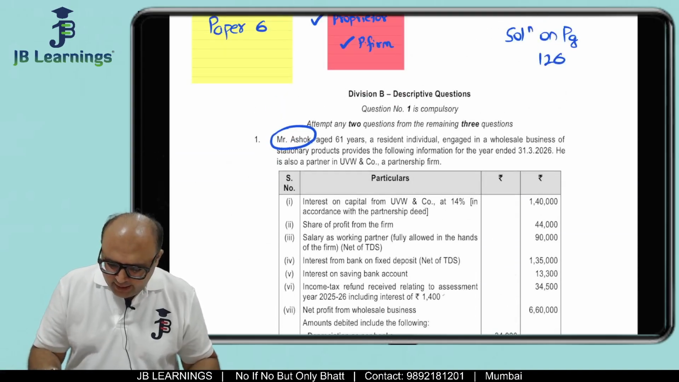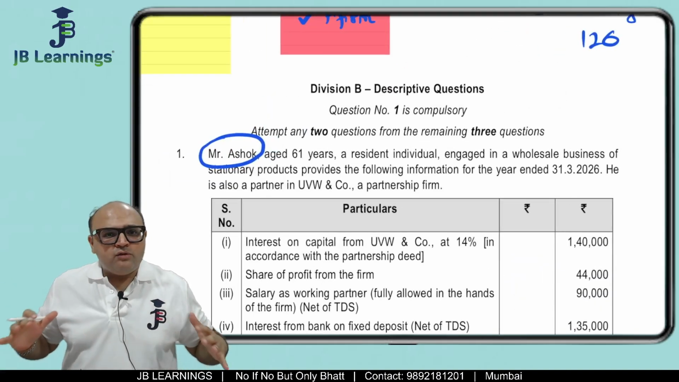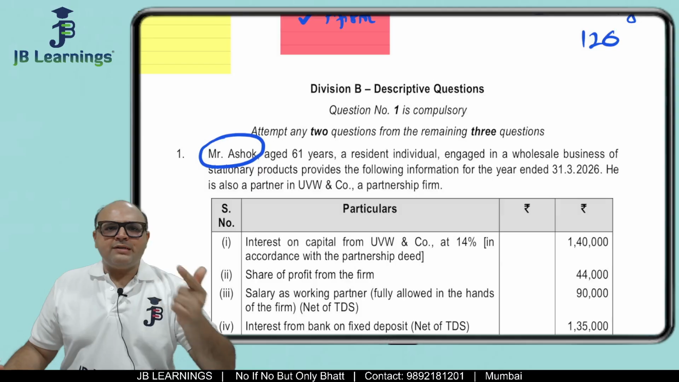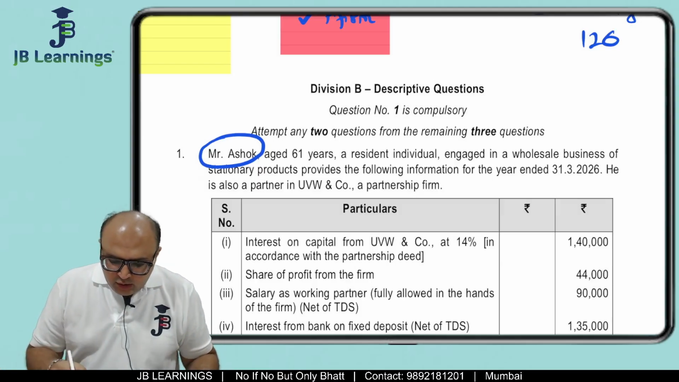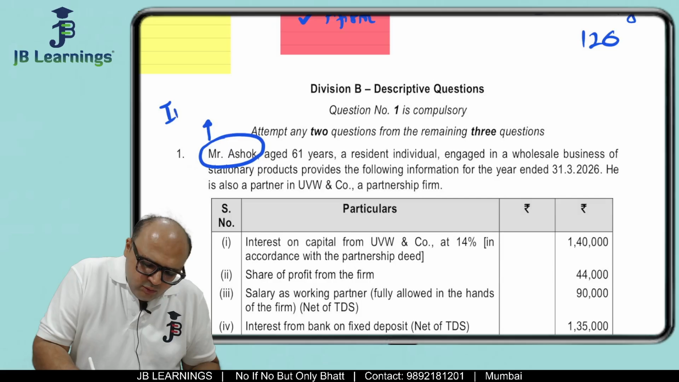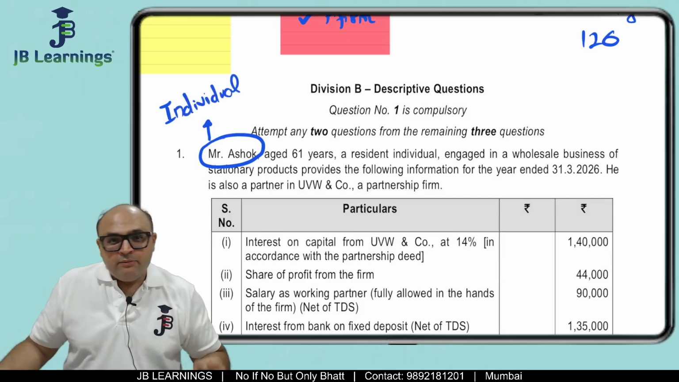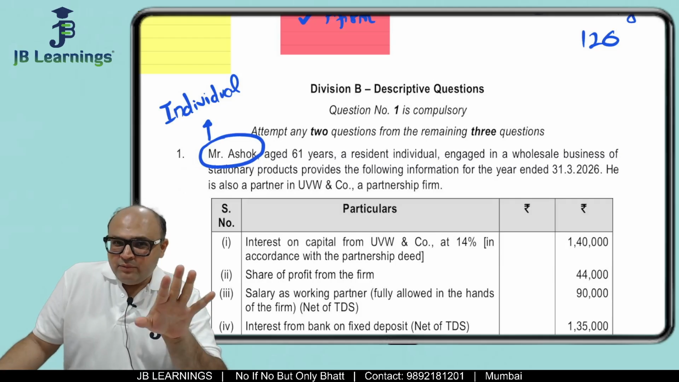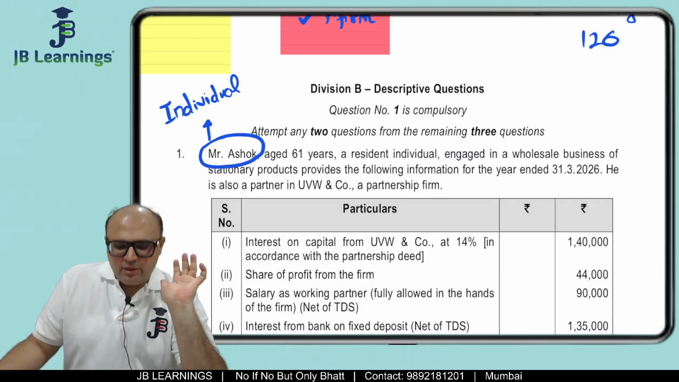Friends, what is my style of solving the sum? Always read the first paragraph and the last paragraph and find out what is asked in the question. Mr. Ashok. So Mr. means individual. This is very important. In CA Inter, they are asking you majority questions from an individual point of view only, but sometimes in the last 3-4 attempts they have also started asking you HUF related questions, and sometimes they might also ask you questions on partnership firm.